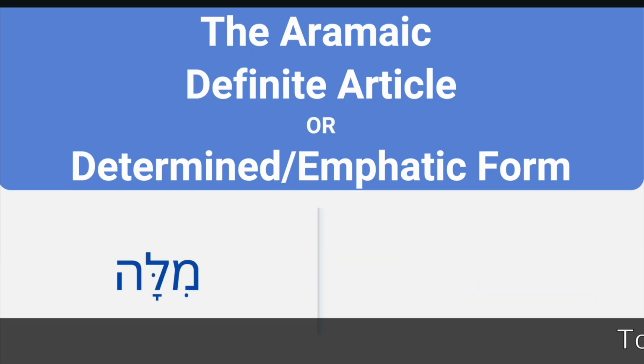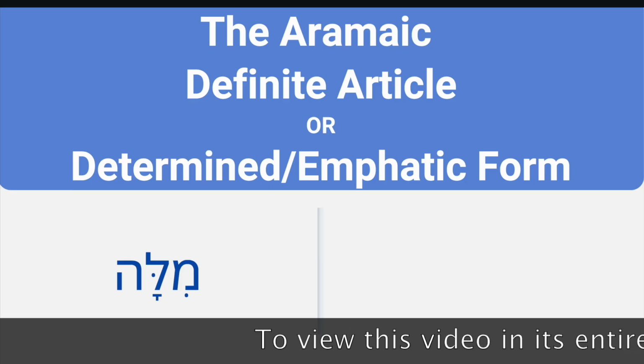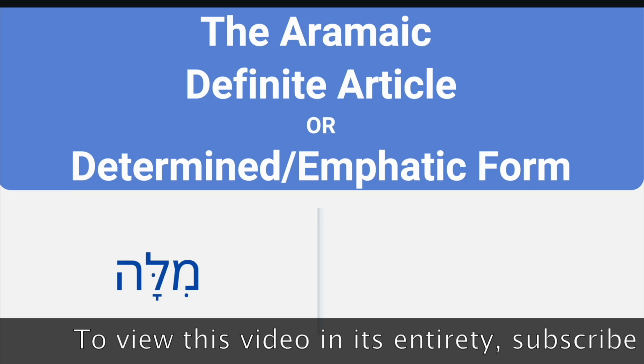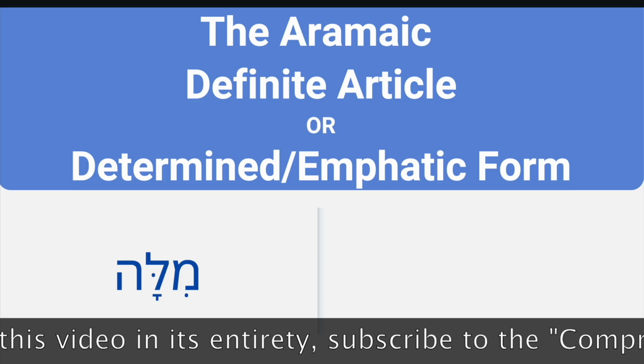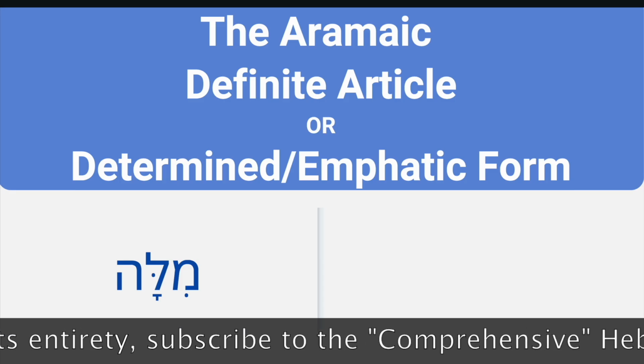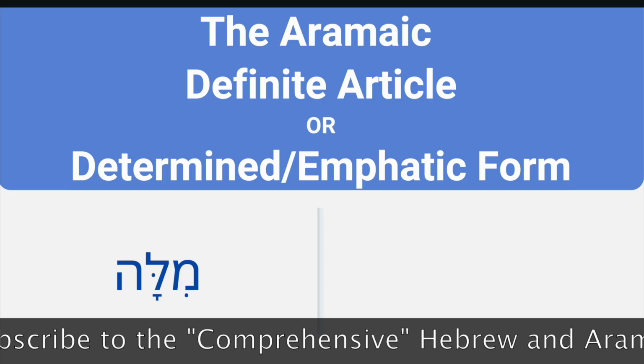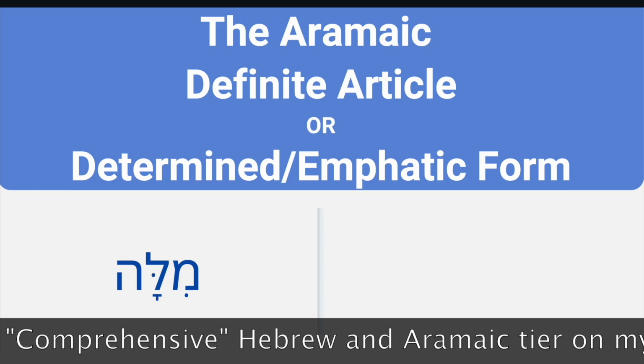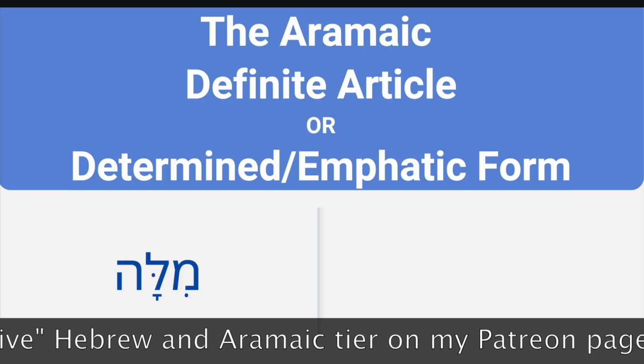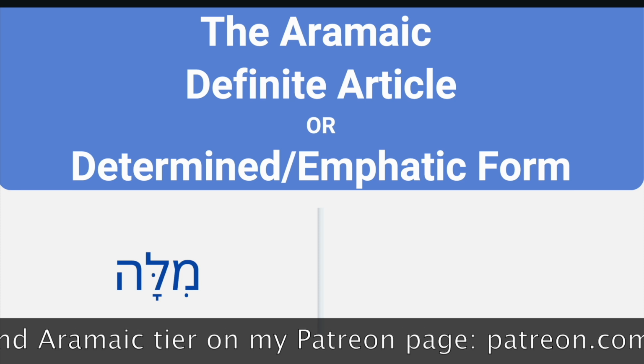So let's see an example of how this works out with a feminine singular absolute form. So we have milah, which oftentimes means word. It can mean thing, matter, but we'll say word for now. So milah means word or a word. You see that it ends with a kamatz he.